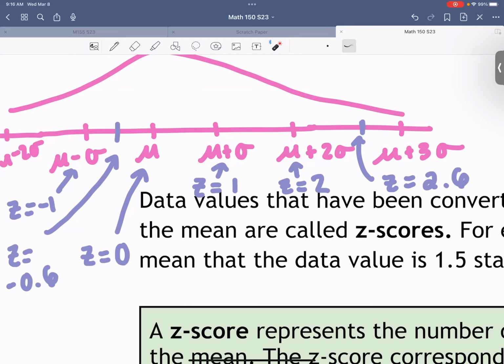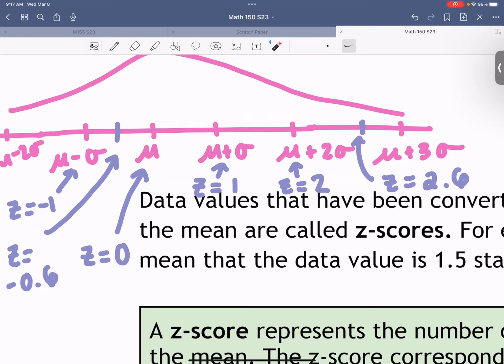So what I did is I said, instead of saying take the mean and add a standard deviation, I'm just going to say z equals 1. And instead of saying take the mean and add 2 standard deviations, I'm going to say z equals 2. So what this z-score does is it tells us how many standard deviations we are above the mean, or if it's negative, we're actually below the mean, okay? And it doesn't have to be a whole number. Z could even be 2.6, which means we're 2.6 standard deviations above the mean.